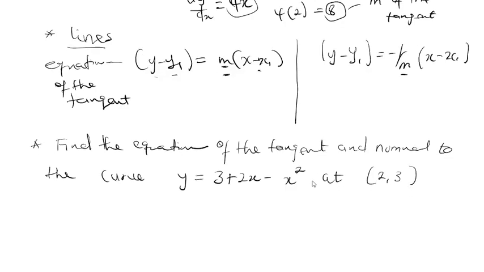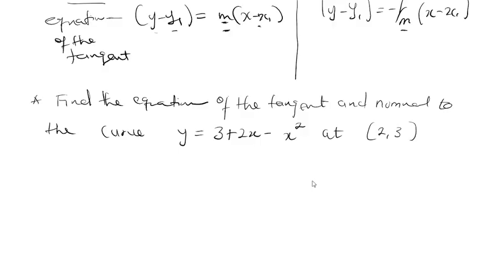Okay, so we have been given this, and we said that to find the equation, we need to get our gradient, right? So let's look at how to find the gradient. And we said that the first derivative being evaluated at the point here will give us the gradient of the tangent. So let's talk about the gradient of the tangent first.